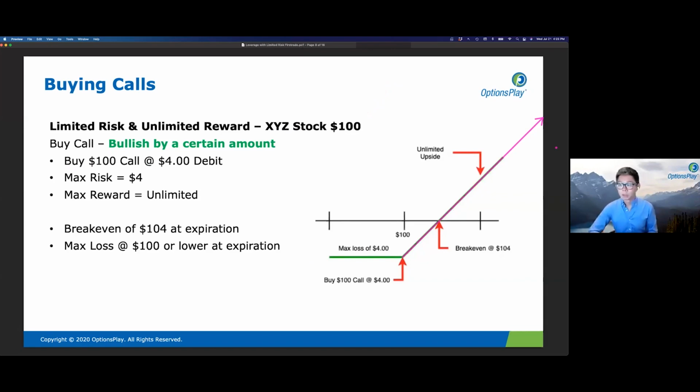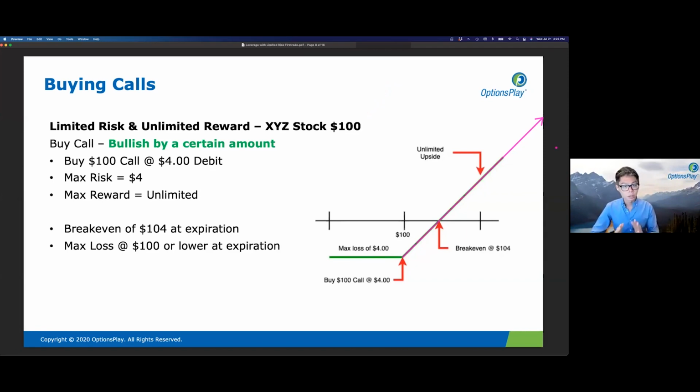When you buy a stock, there's no limit as to how high the stock can go. The further the stock goes, the more money you make. That's exactly what you get with a call option. But with a stock, if the stock keeps going lower and lower and lower, you lose more and more money.